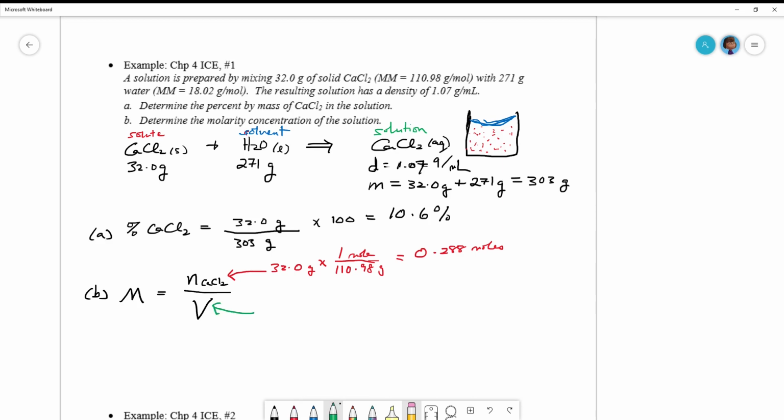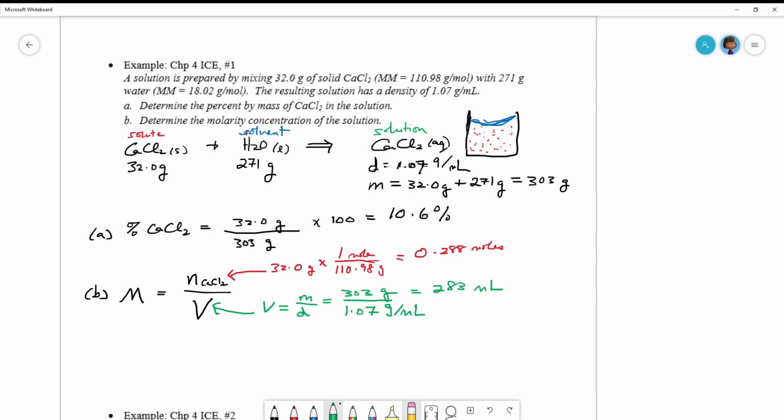Now, we're also going to need the solution volume. Not the solvent volume, the solution volume. So how are we going to get that? Well, we know that density is equal to mass over volume. And so we can use the density equation to solve for the volume, which is that volume of the whole solution must be equal to the mass of the solution over its density. Well, we have the mass of the entire solution, which is the combined mass of 303 grams, and the problem gave us the density as 1.07 grams per milliliter. So dividing this, I get 283 milliliters.